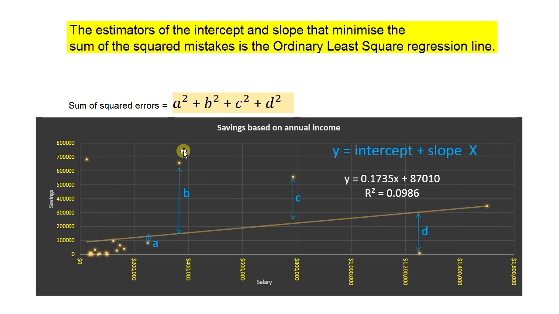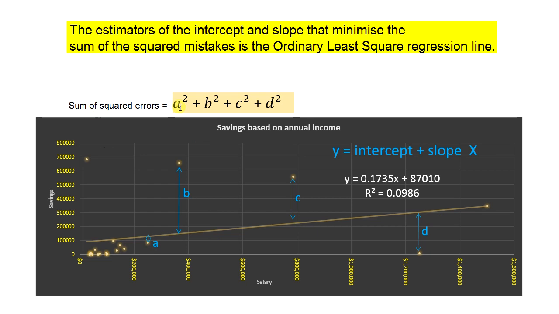In this case, your actual savings is here, if your salary is somewhere here. But the linear regression line is saying your savings is somewhere here on the line. So the difference is B. Now in this case, the difference is not that big, it's A. In this case, the difference is quite large, C. The difference here is D. And you can see sometimes the differences are positive, sometimes the differences are negative. And here also you will have differences. I'm just showing you very few.